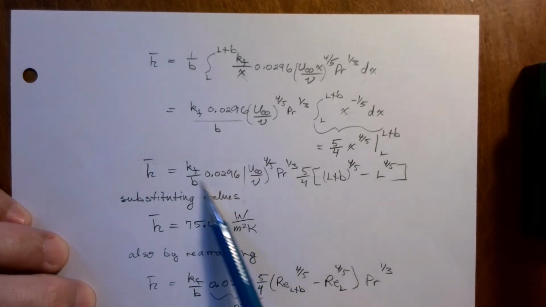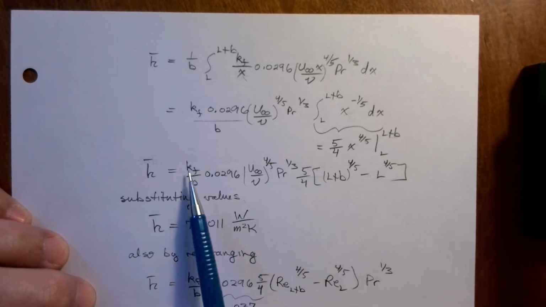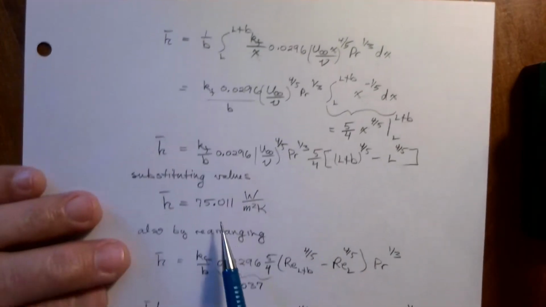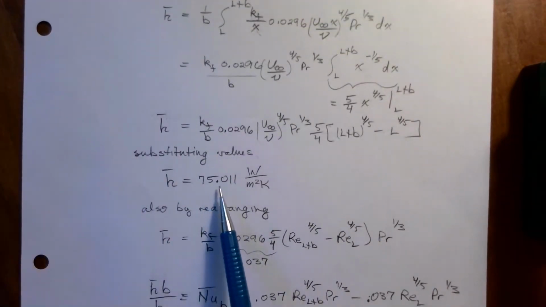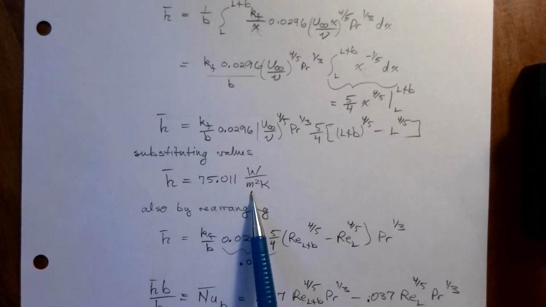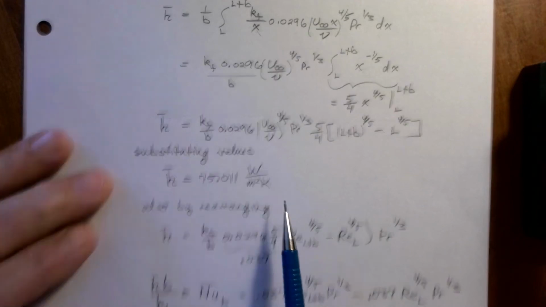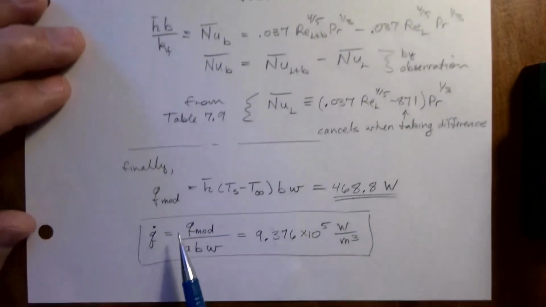And these are all the constants out front. Okay, so at this point, we have numerical values for all of these. We can just substitute directly, and we'll end up with h bar equal to 75 watts per meter squared K.